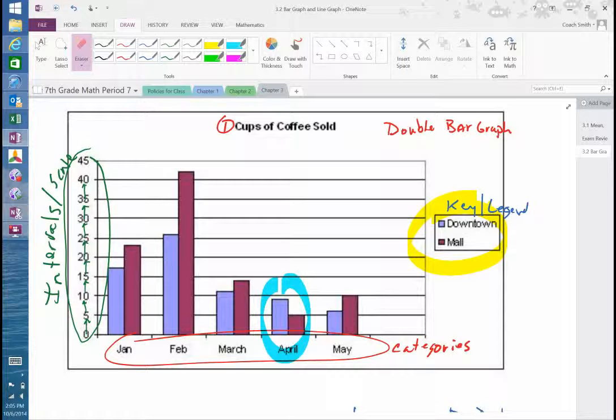Now, what's another conclusion you could make about this bar graph? About how many are sold, or what's another conclusion as you look at it, in general, not at one specific part of it, but in general, what's a conclusion you could make about the bar graph?